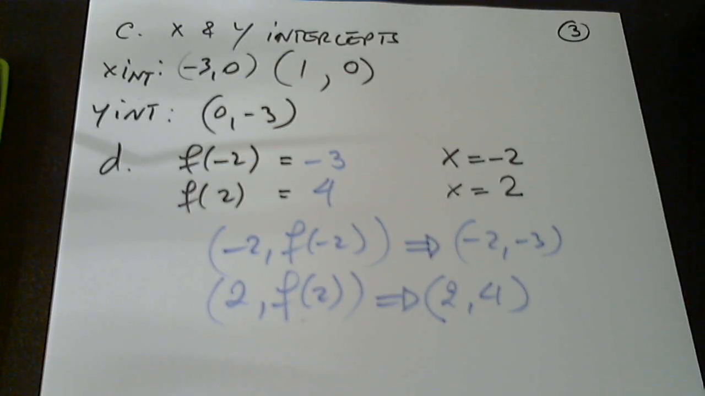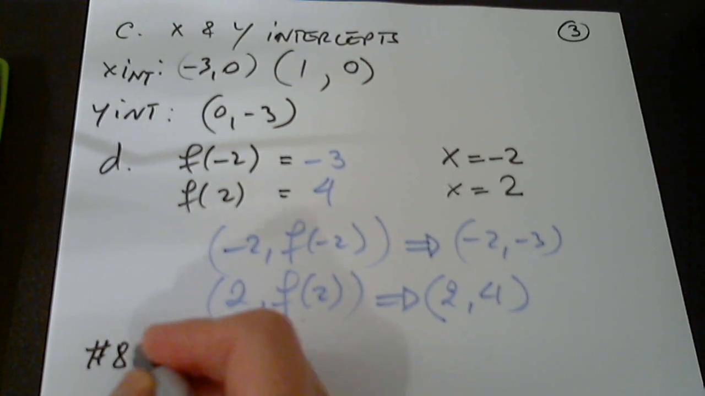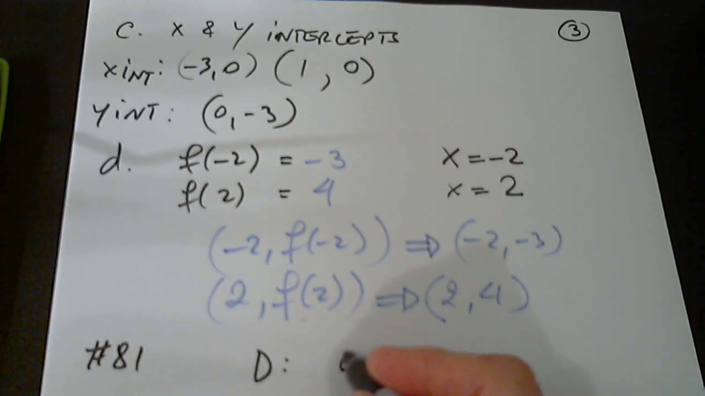Can anyone just give us the domain of this function and the range afterwards for 81? Can anyone give us the domain? The domain, we read on the x-axis. 0 to 5. Awesome. So for 81, the domain is 0 to 5.